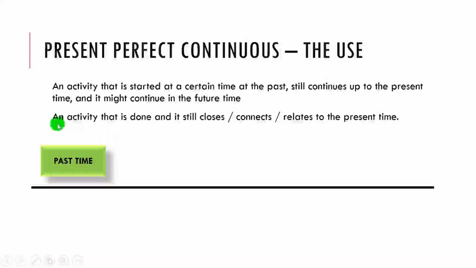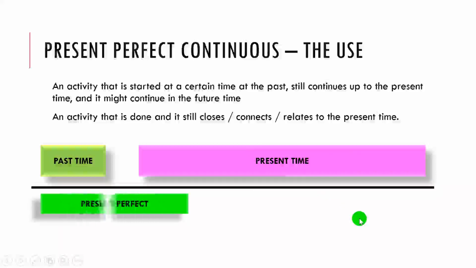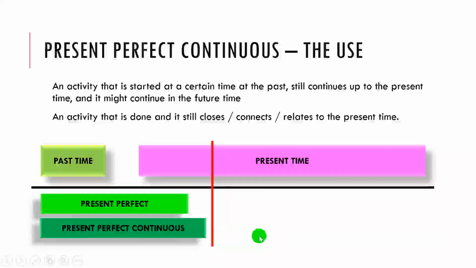Please consider this green box as the past time. And then we also have the present time. And then this is the present perfect. This is the border. And also the present perfect continuous. I put these two tenses because I want you to see the difference between present perfect and present perfect continuous.